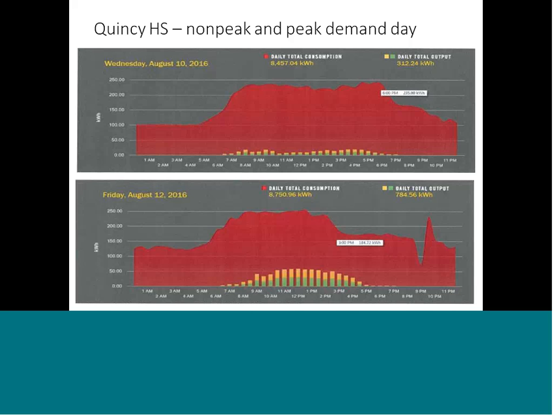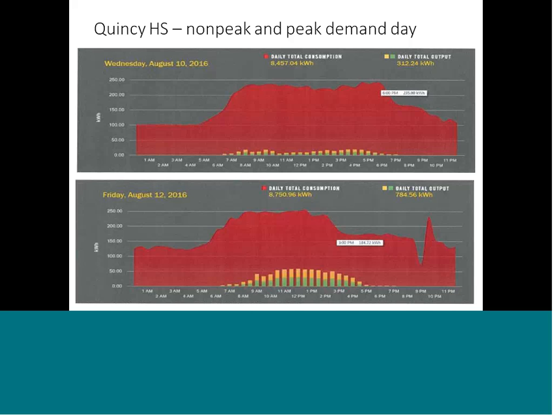And so you can see that at 2 p.m. we were using somewhere around 238 kilowatt hours, but by 3 p.m. it had dropped to 184. So again, a pretty steep drop, not as steep as North Quincy High School, but a sizable drop as well.